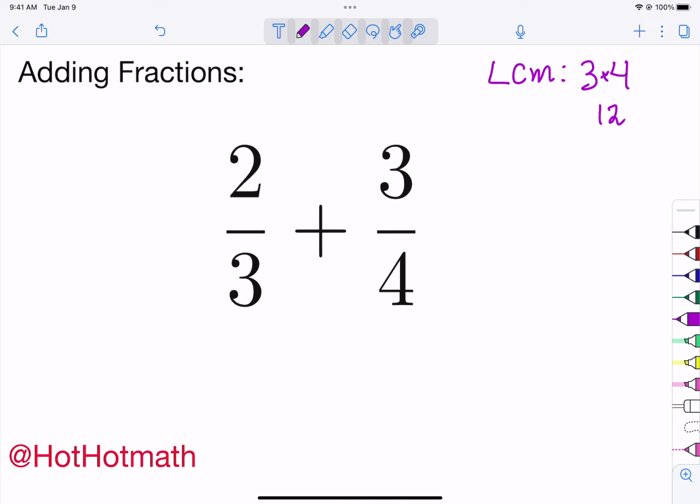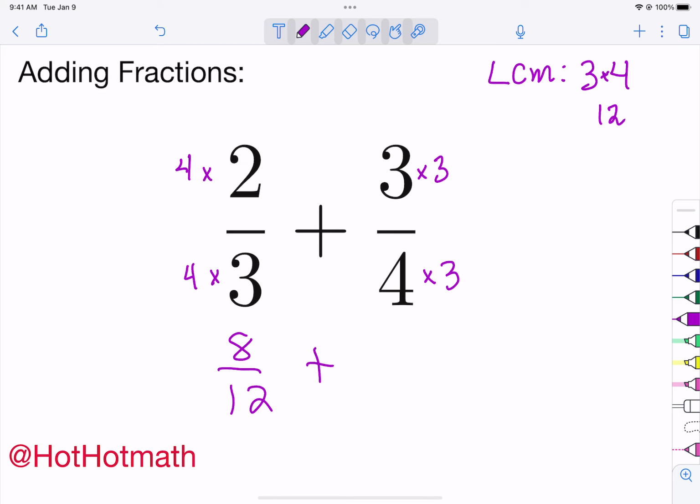Okay, so how do we make them 12s? Well, we're really going to multiply these two pieces of the right fraction by 3 to turn it into 12. We're going to multiply this fraction on top and bottom by a 4. So the rule is whatever we multiply on top, we also multiply on the bottom. So we get 8 12s plus 9 12s is a total of, now here's the key, we are going to add up the tops and keep the bottom. So that is 17 12s.